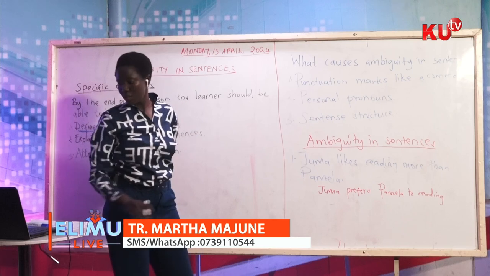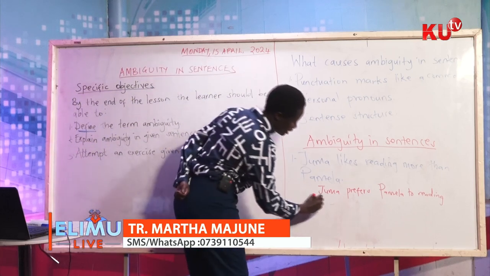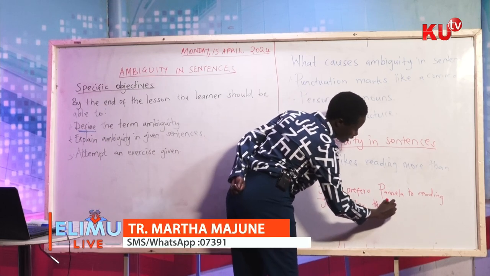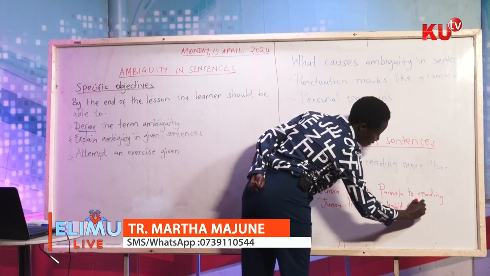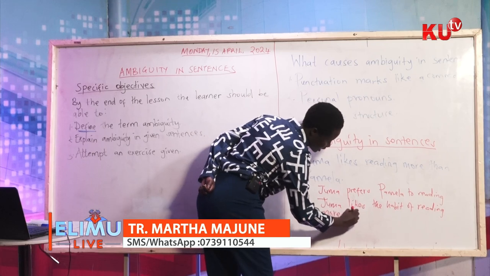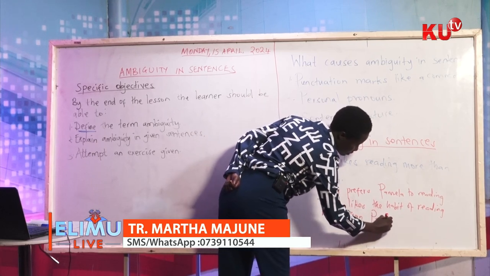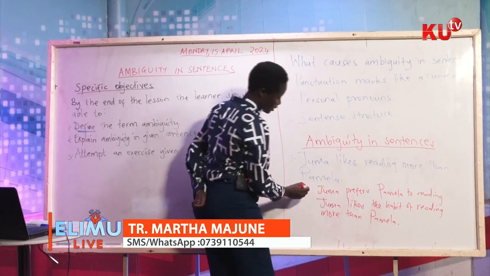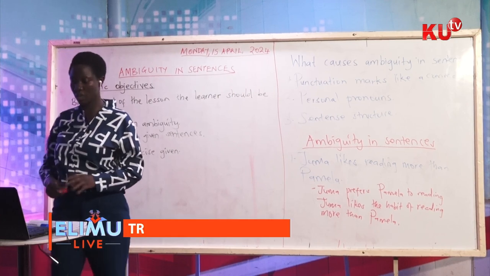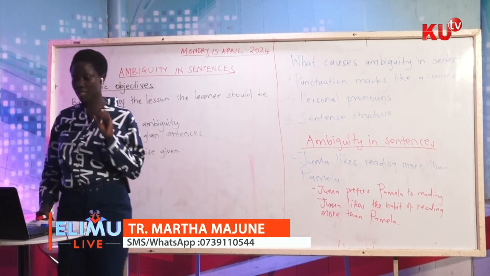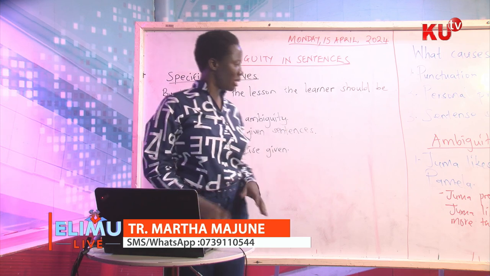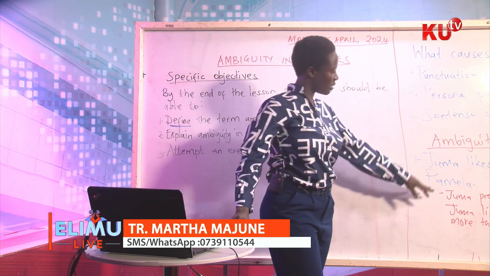And the second meaning, Juma likes the habit of reading more than Pamela. So I want us to first of all look at the first meaning, Juma prefers reading to Pamela. So let's get back to our ambiguous sentence, which is Juma likes reading more than Pamela. Let's look at the first answer.